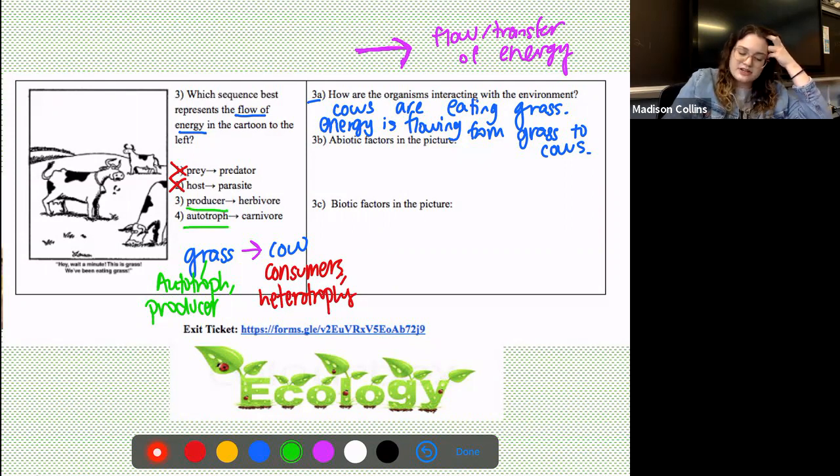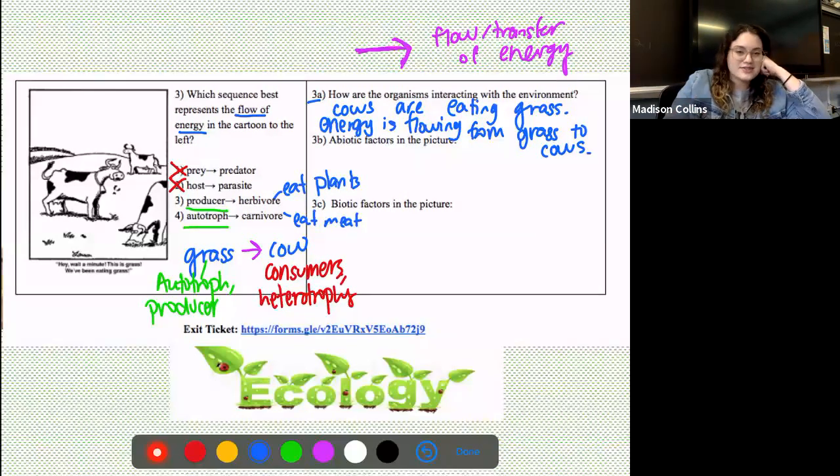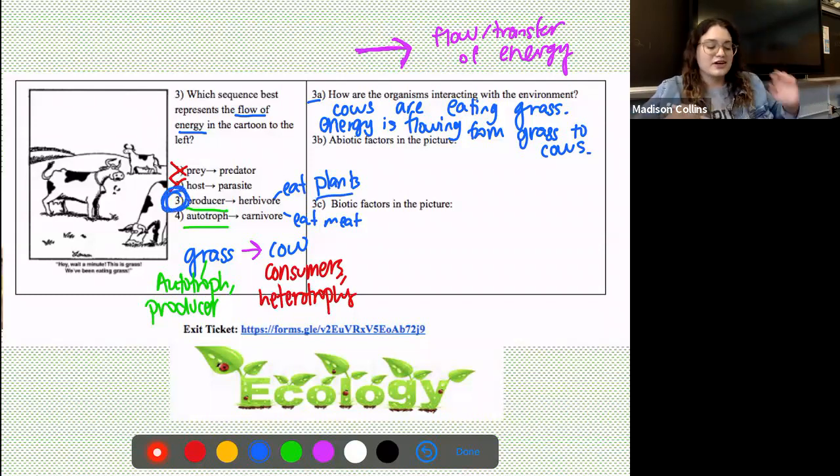But now we just have to figure out, are cows herbivores or carnivores? Well, remember we said that herbivores eat plants and carnivores eat meat. So if a cow is eating this grass, is grass an example of a plant or meat? Well, grass is going to be an example of a plant. So the answer here is 3. Energy is flowing from a producer to an herbivore, from the grass to the cows, right?